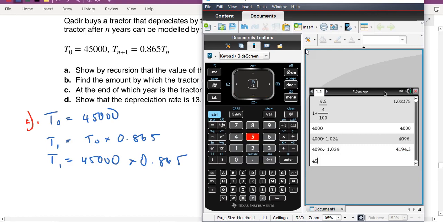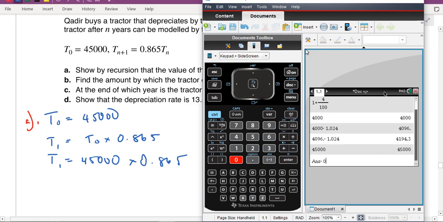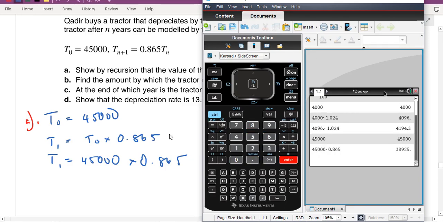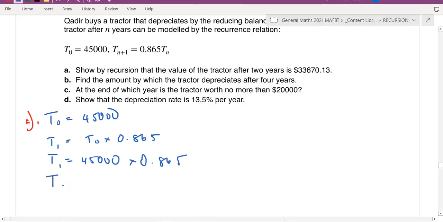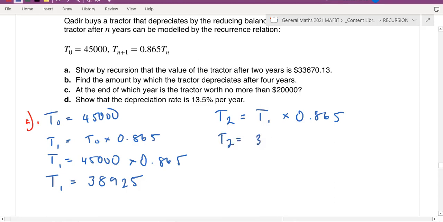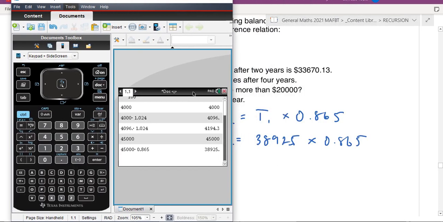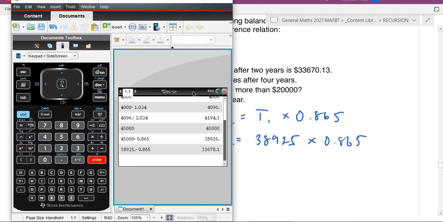So 45,000, start with that, multiply by 0.865. Okay, so term 1 is 38925. Okay, so that's term 1. Term 2 will be T1 times 0.865. So term 2 would be 38925 multiplied by 0.865, and on my CAS that equals 33670.1.